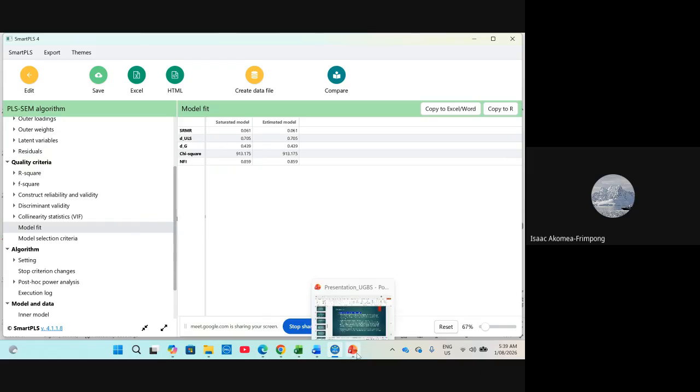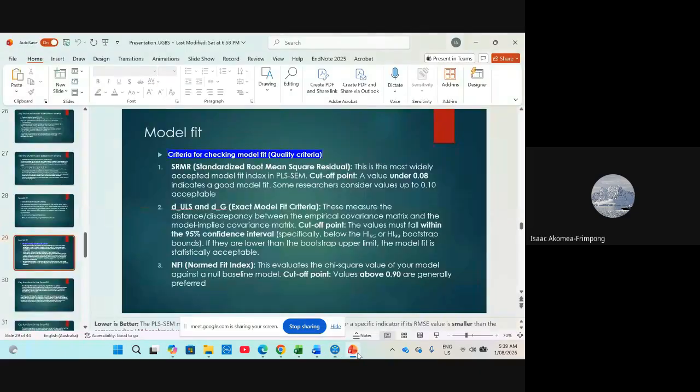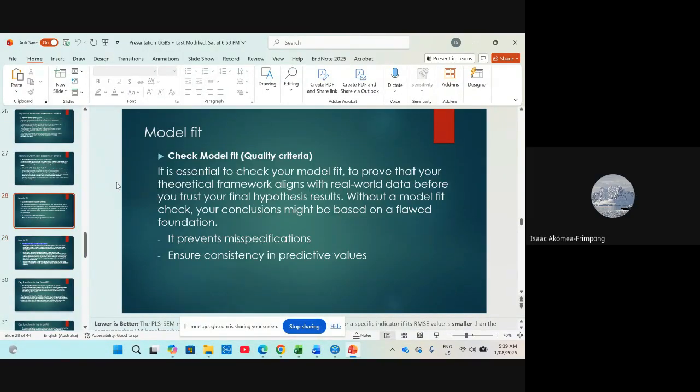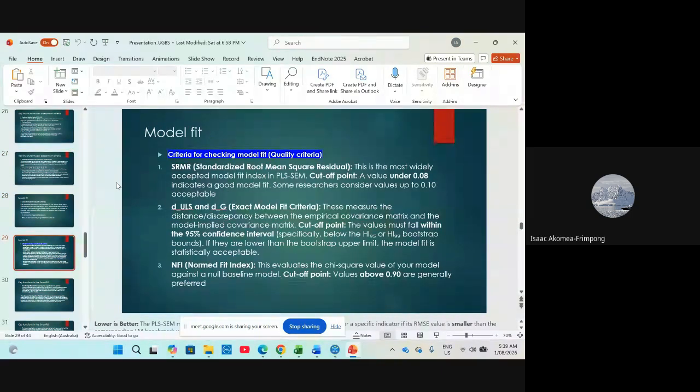So let's go through the interpretation. This will be the last part and then we are done for today. Give me 2 more minutes. The first one is the standard root mean square. So apart from the PLS predict that I've shown to you, you can also run these model fits. All these are robust tests. So those of you who are so keen on presenting robust tests, these are the things that you can present so that the examiners will not have issues with you.